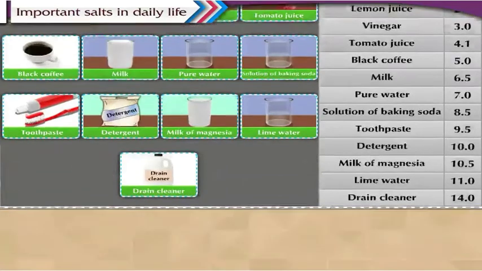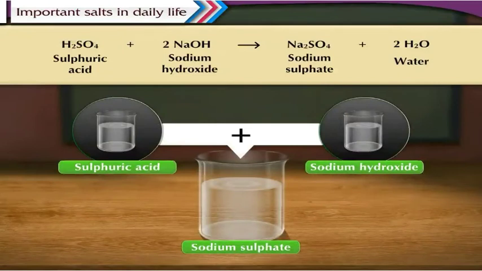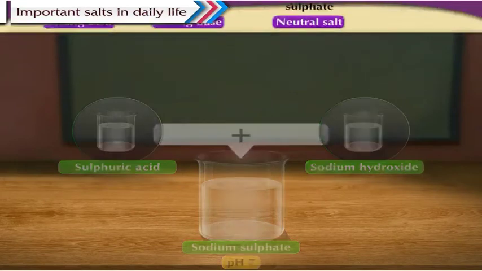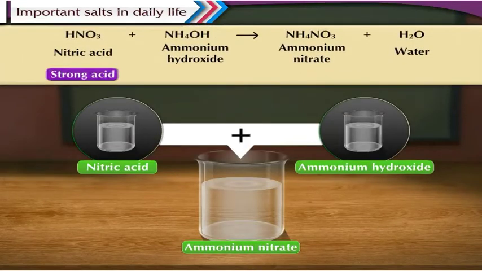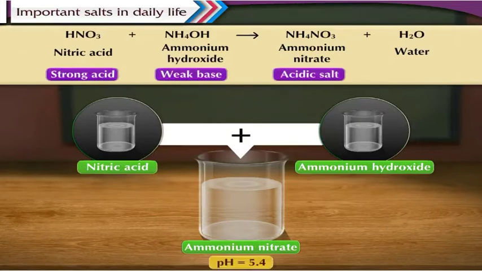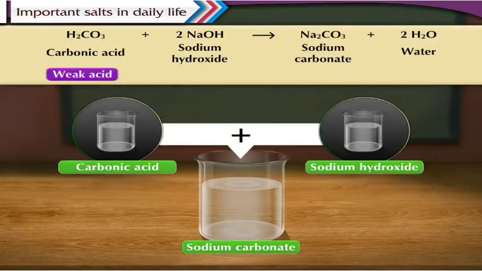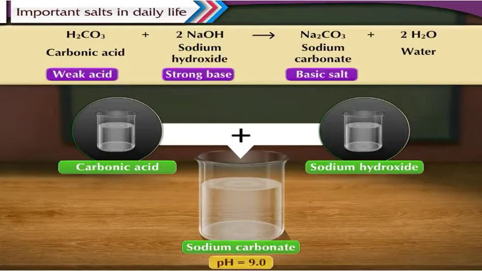We know that a salt made from a strong acid and a strong base is neutral and has pH 7. A salt made from a strong acid and a weak base is acidic salt and has pH less than 7. While a salt made from a weak acid and strong base is basic salt and has pH more than 7. Now let us study more about some salts of everyday use.